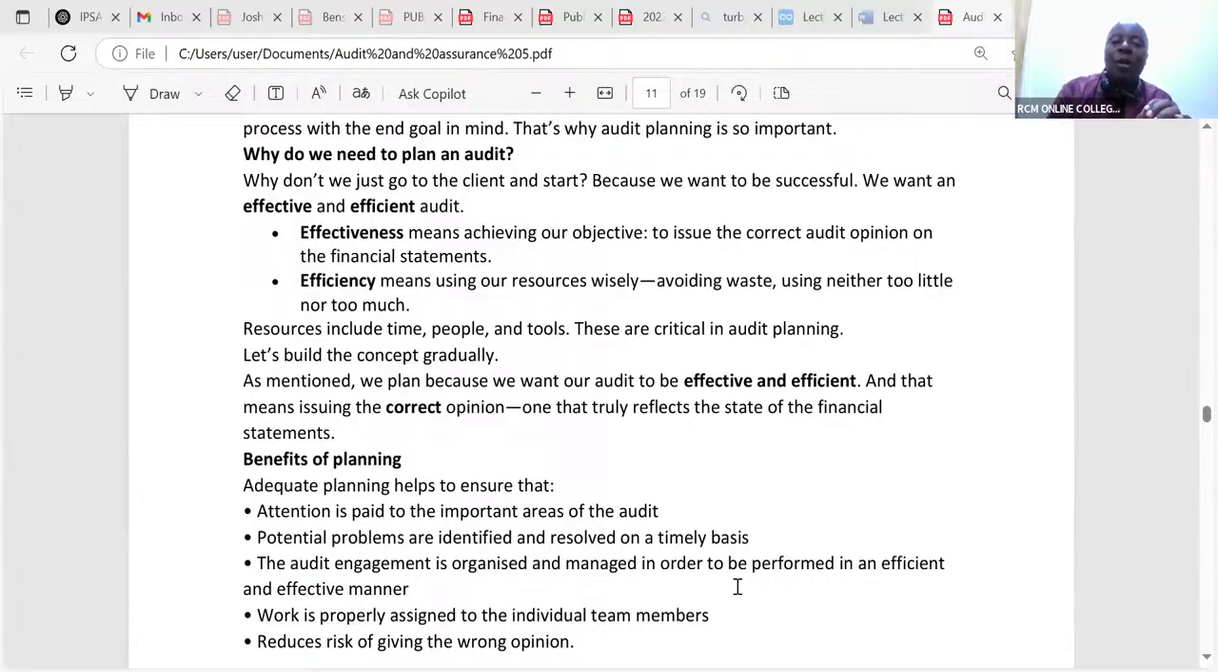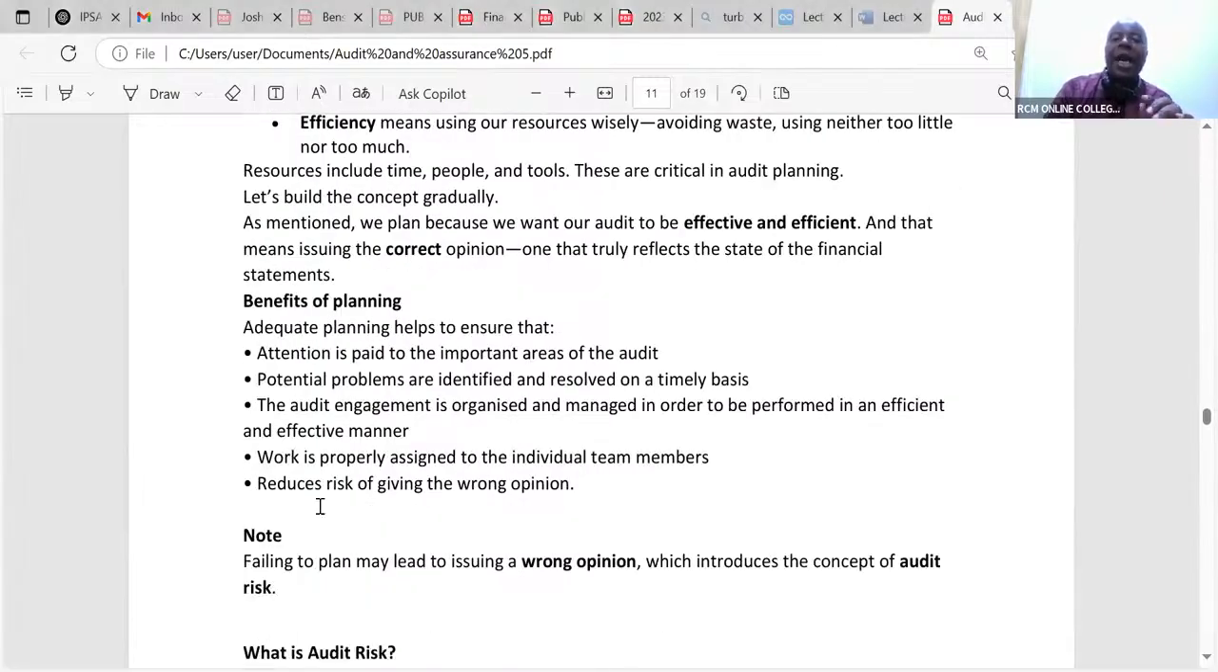Number two, potential problems are identified and resolved on a timely basis. The audit engagement is organized and managed in order to be performed in an efficient and effective manner. Because of our planning, we are able to organize and manage our audit effectively and efficiently. Work is properly assigned to individual team members, which reduces the risk of giving the wrong audit opinion.